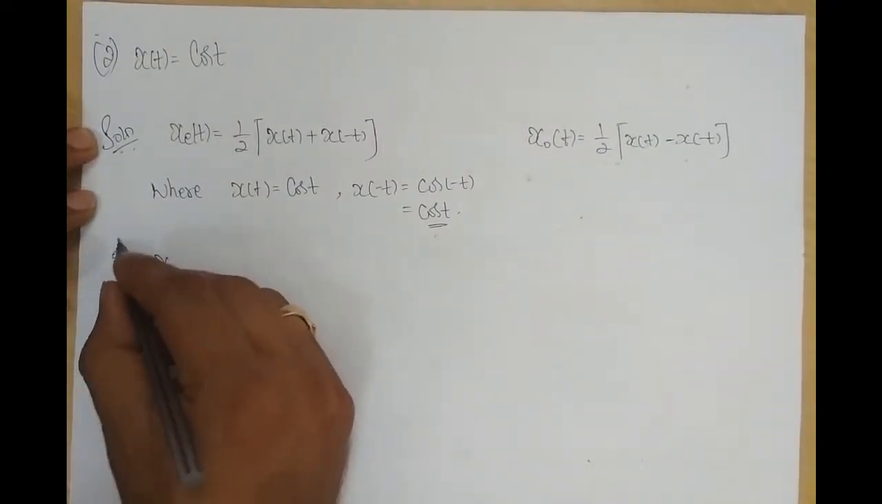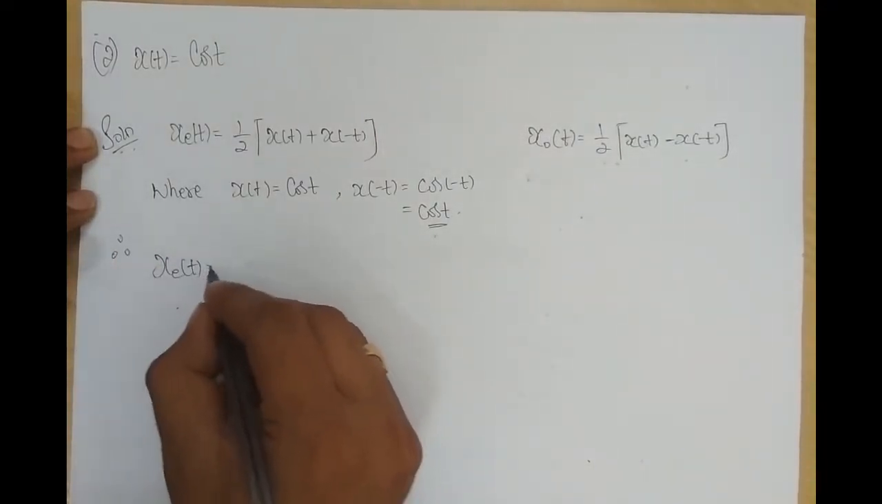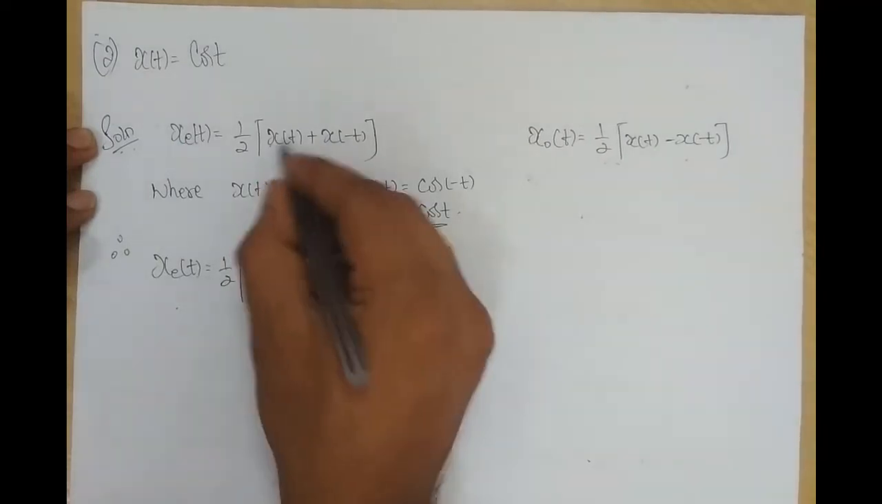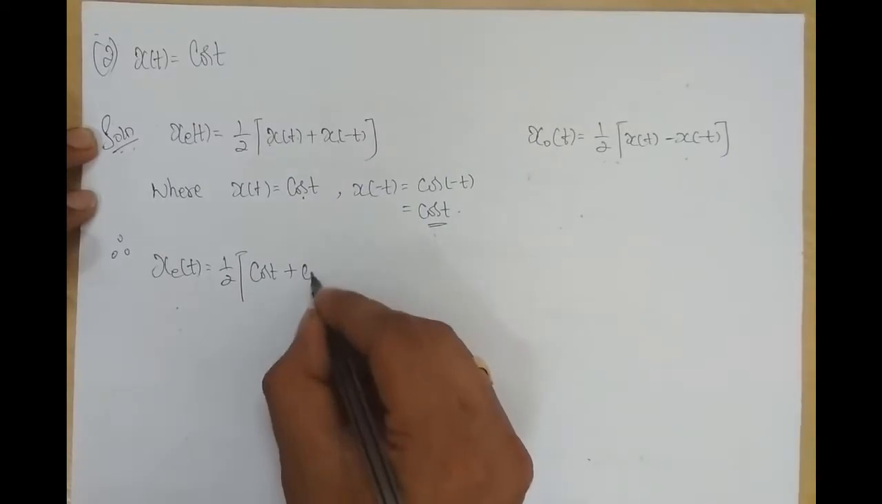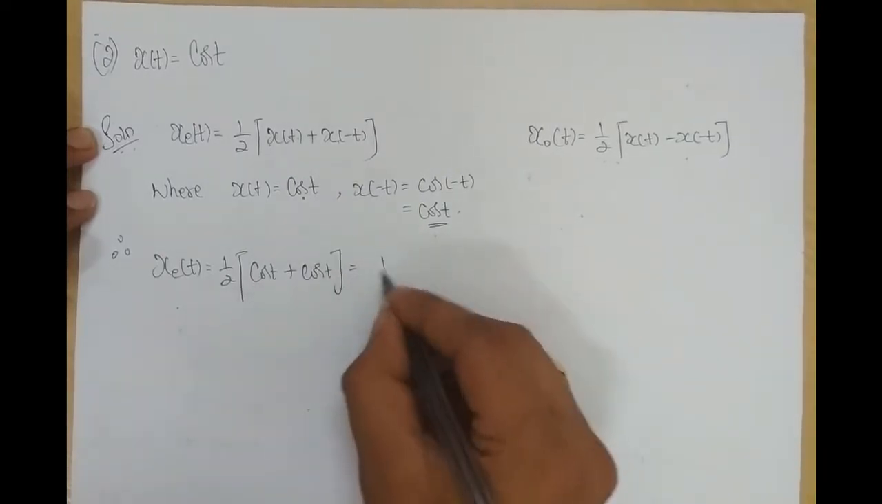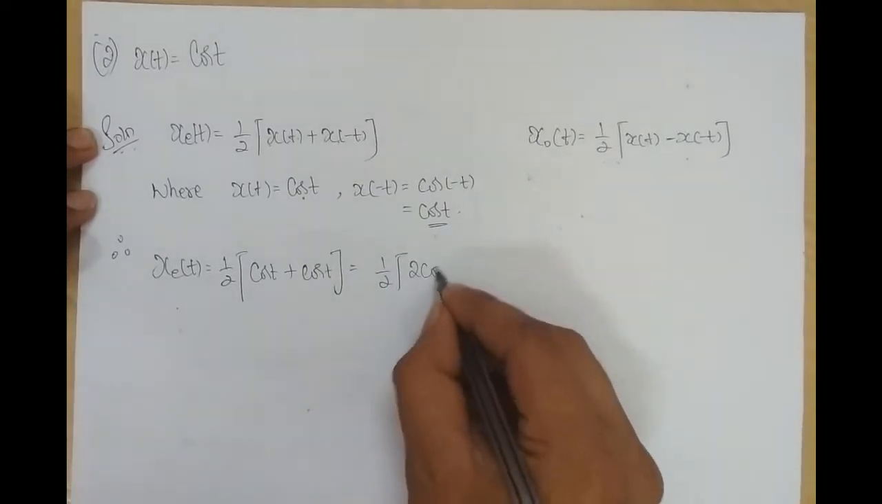So therefore even component of this signal is 1 by 2 into x of t. x of t is cos t plus x of minus t. x of minus t is also cos t. So this is equal to 1 by 2 into 2 times cos t.